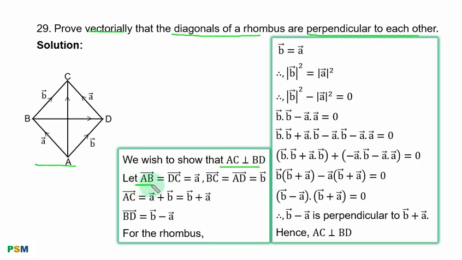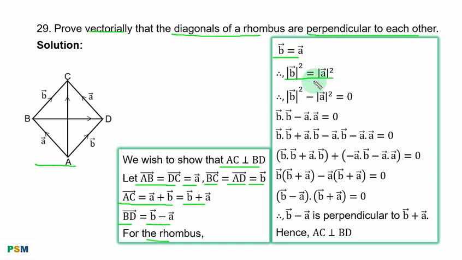Let vector AB equal vector DC equal A, and vector BC equal vector AD equal vector B. Vector AC is equal to vector A plus vector B, which is the same as vector B plus vector A. Vector BD is equal to vector B minus vector A. For the rhombus, the magnitude of vector B is equal to the magnitude of vector A. For us to continue, we have to take the magnitude of the two vectors and square it.